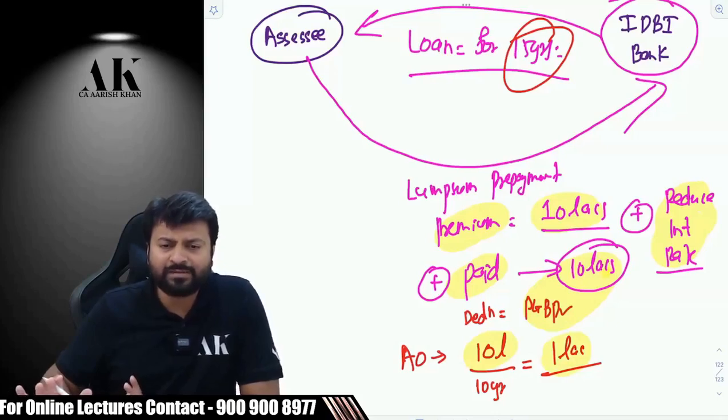Is the issue clear? Now the question is whether it will be allowed in one single shot or whether it will be apportioned over the 10 years. That is the only question. Did you understand the question?